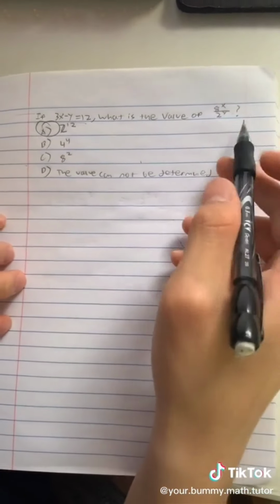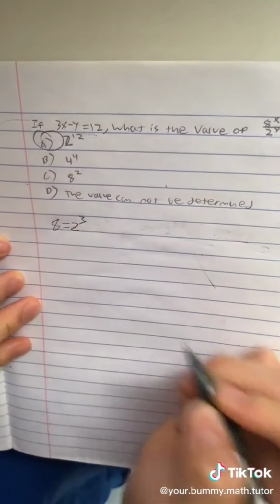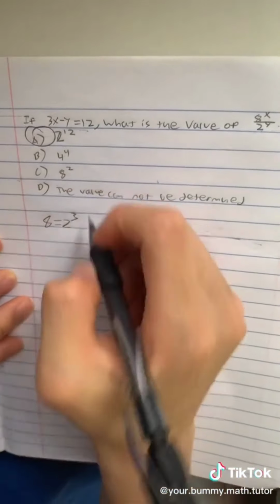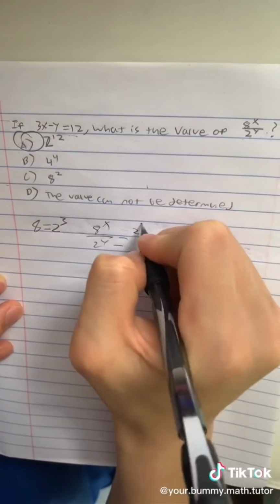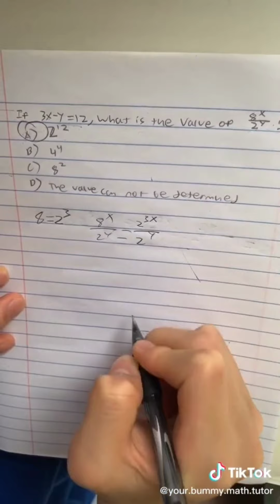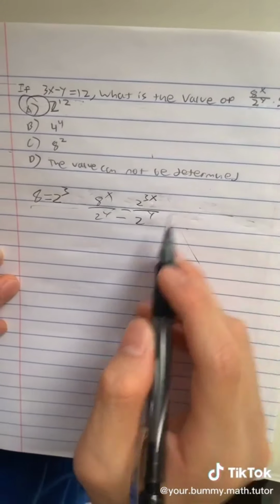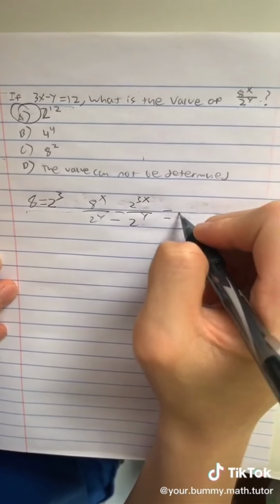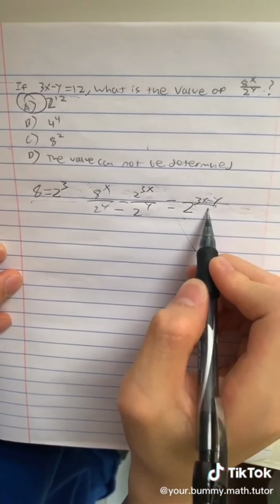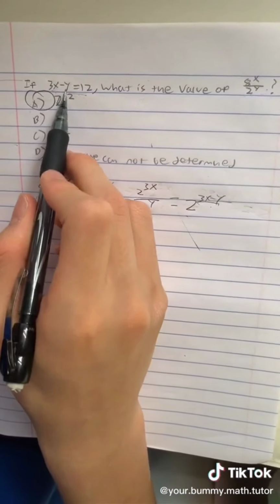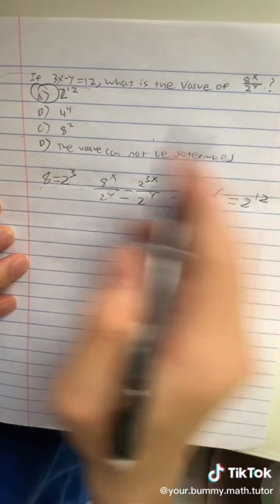So, first, let's look at this. 8 can be written as 2 to the third. So then you can write 8 to the x over 2 to the y as 2 to the third, to the x, over 2 to the y. And then how do you divide two exponents? You subtract them. So this is simply equal to 2 to the 3x minus y. And 3x minus y, you got it right here. So using substitution, you can get 2 to the 12, which is why the answer is A.